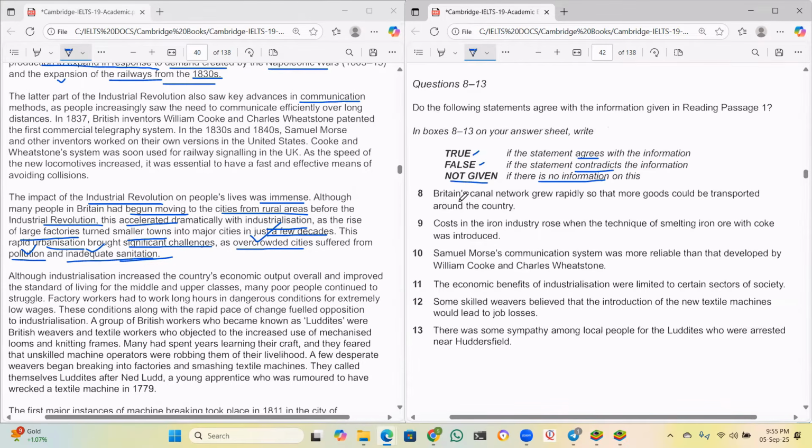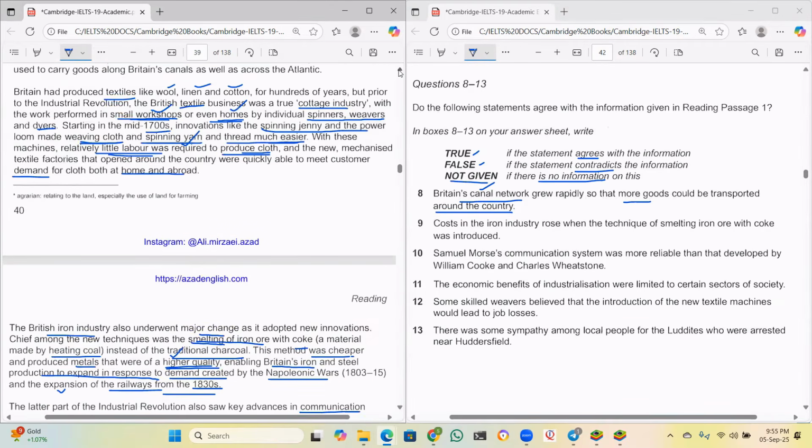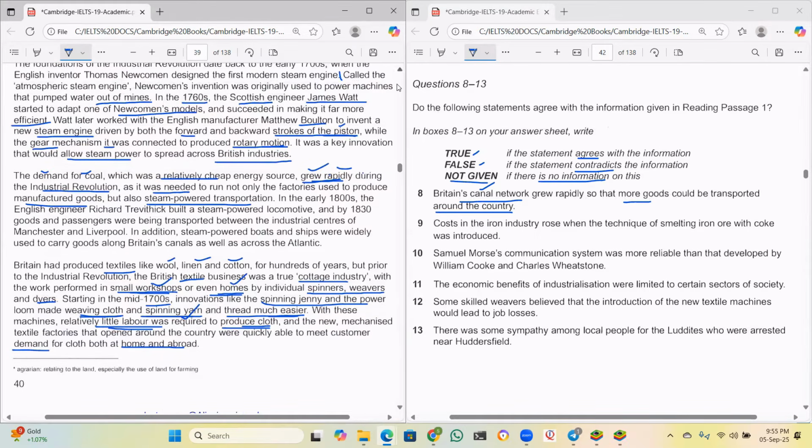First question, Britain's canal network grew rapidly so that more goods could be transported around the country. So, did we read anything about canal network? I think yes. Where did we read it? Britain's canals networks. I think we have read it before. Where was that? Which paragraph? I think here, guys. Okay.